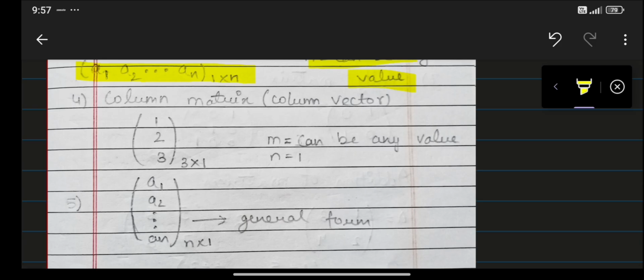Similarly, a column matrix is a matrix or a column vector having one column. So for example, we have one column over here, and the number of rows can have any value. Look at this general representation, right? a1 a2 an, these are the different elements in the first column, and the number of columns is always 1 for a column matrix, and the number of rows m can be any positive value, right?